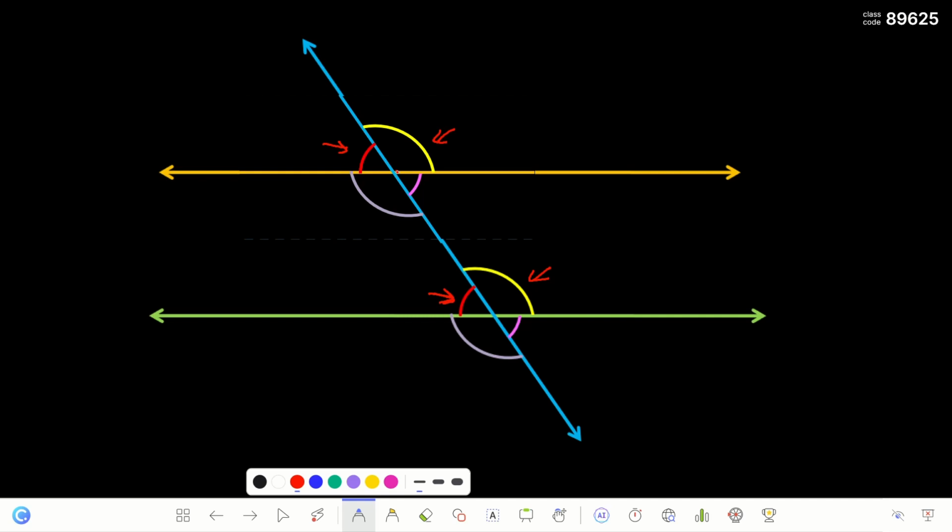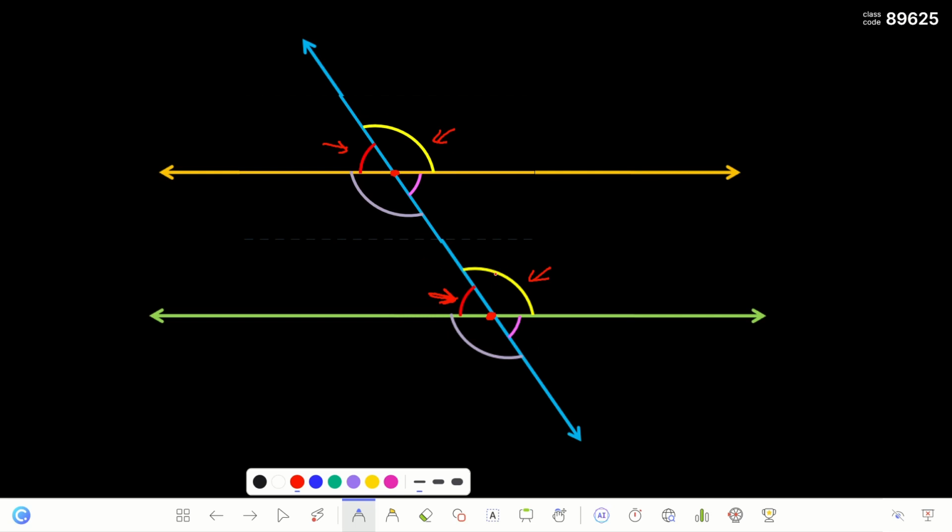Apart from this, one may also remember that if you carefully see, this red angle is towards the top and the left corner of this point of intersection. Similarly, this red angle is also towards the top and left side of its respective point of intersection, if that makes sense. So now that we've learned what corresponding angles are, we've also seen that they overlap perfectly.